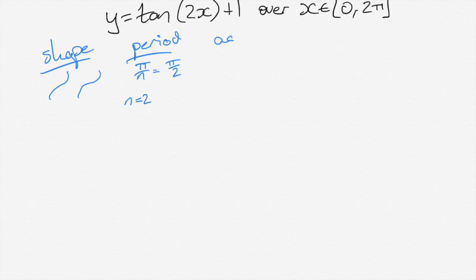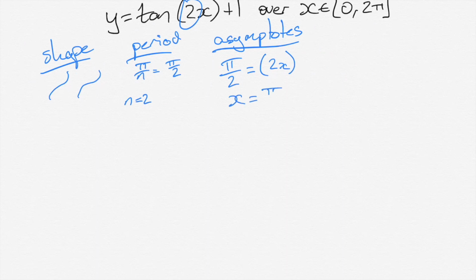Next, I think about our asymptotes. Now, there isn't any translation here, but that dilation is going to affect it. I usually think about where my first asymptote is. Remember, by setting pi on 2 equal to what's inside the tan function. In this case, what's inside the tan function is 2x. Solving that for x means I have to halve both sides, so x is equal to pi on 4. That's where my first asymptote is.